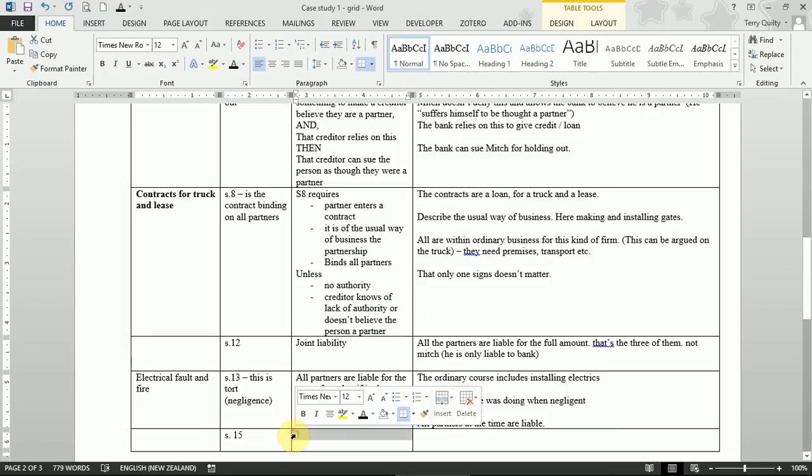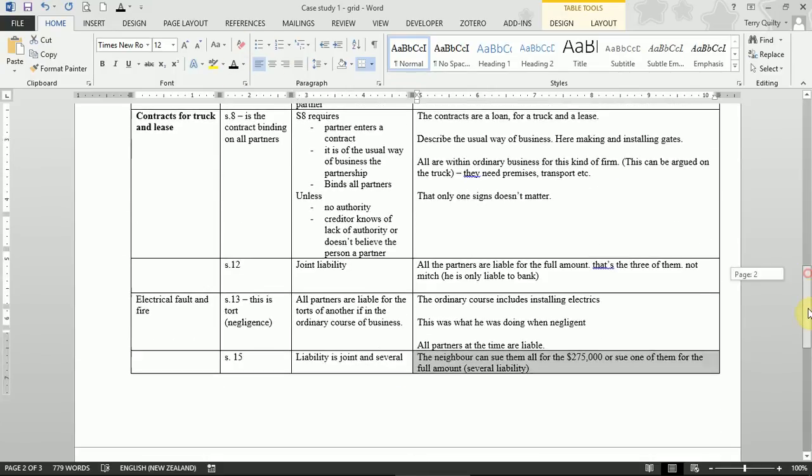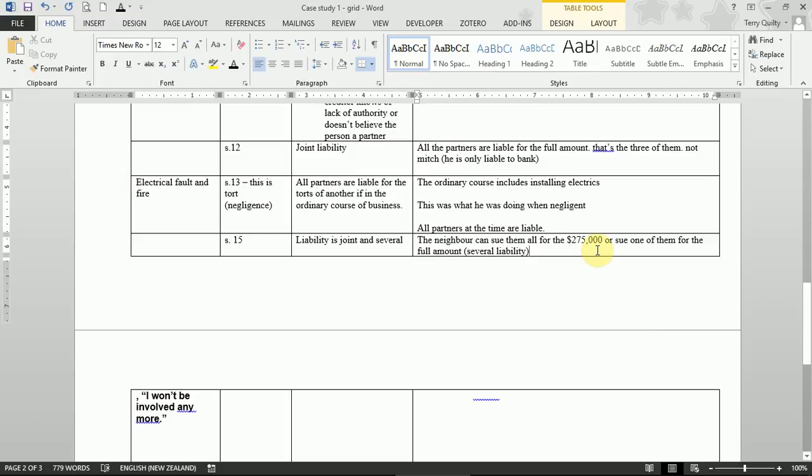Liable for how much? We turn to section 15. We know it's joint and several. And so the neighbour can sue all of them for $275,000 or sue one of them for the full amount, which is several liability.